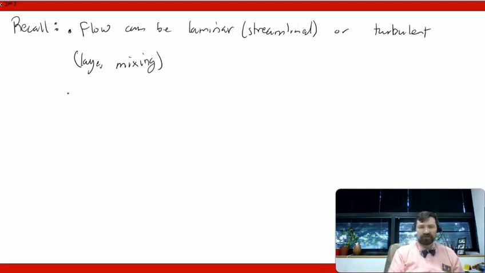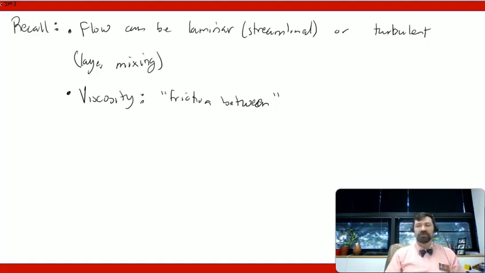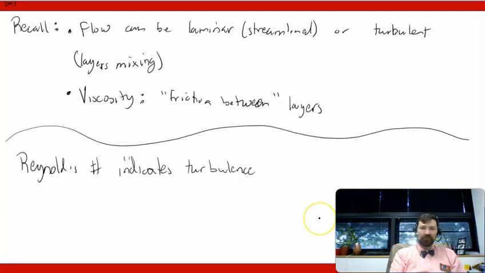Beyond that, we can also recall that some fluids are viscous. So what does viscosity do? It's kind of friction between layers. And viscosity as friction between layers means that as layers pass by each other, there's some resistance to that flow between the layers. And if there's sufficient resistance, that can introduce turbulence that otherwise wouldn't have been present. This dragging between layers can cause there to be turbulence. Reynolds number just indicates the onset of turbulence.